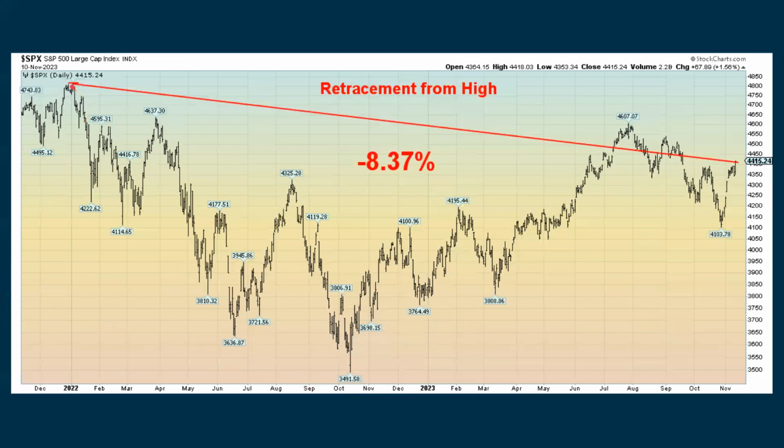We also want to keep an eye on where we are from the all-time high. We set that in early January 2022. The red line goes all the way over to the right-hand side. That was Friday's close. And right now we are down 8.37% from the all-time high.